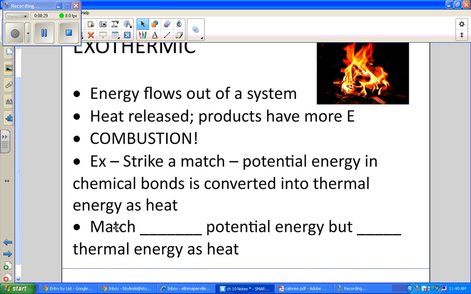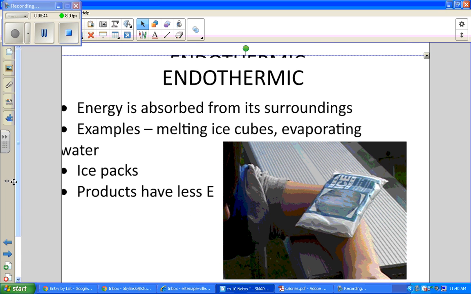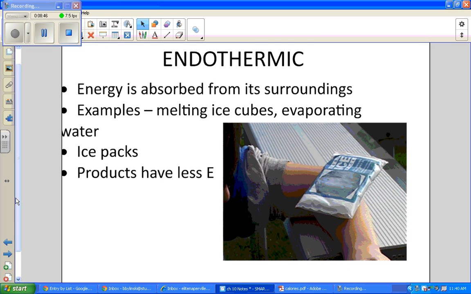Okay, the match by itself had potential energy, and as you strike it, potential energy decreased. But thermal energy is heat, right? That's the fire, so that increased after you struck the match. Endothermic is where energy is absorbed from the surroundings, and a perfect example is an ice pack. If you've ever had one where you have to squeeze it or step on it to make the two chemicals mix inside, and when they mix, it becomes cold because the chemicals are absorbing energy, and you feel it as cold.